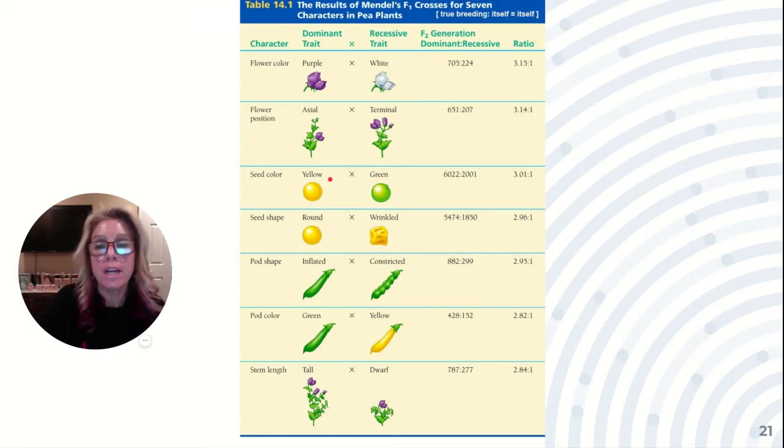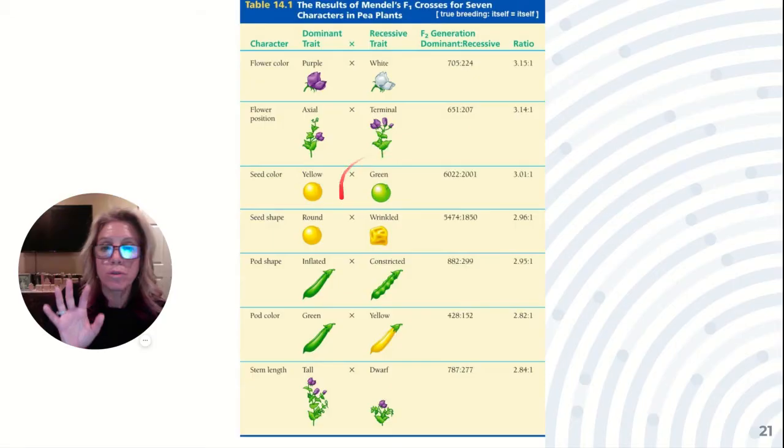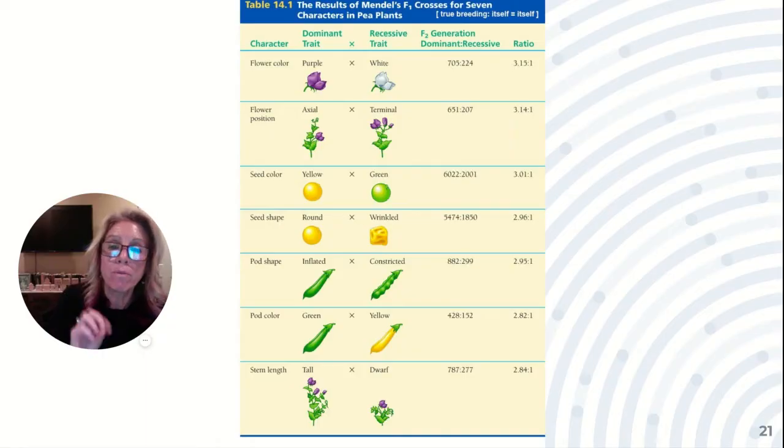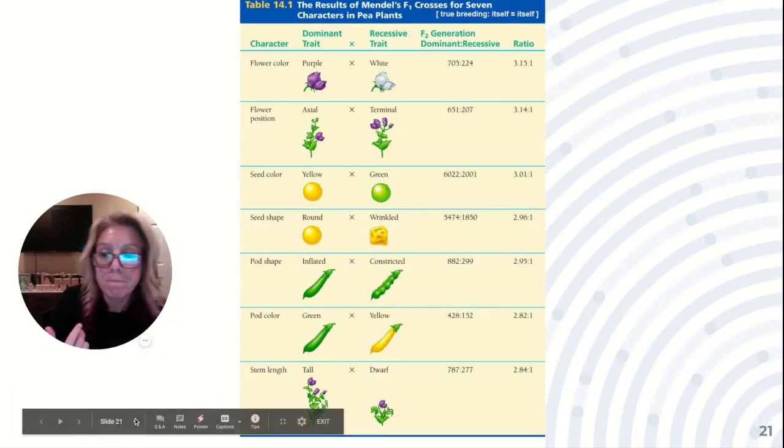Okay, so if he crossed a true breeding yellow with a true breeding green, all the offspring, all the F1s, would be yellow. But when he crossed those F1s together, then lo and behold, the green traits started popping back up in a 3 to 1 ratio. And you can see all of those here.